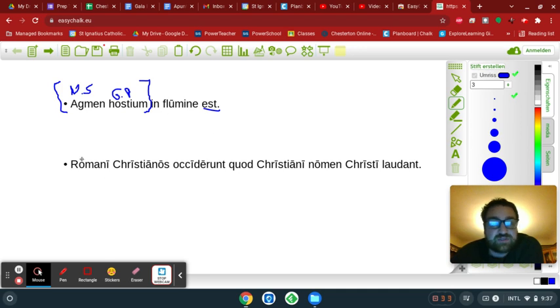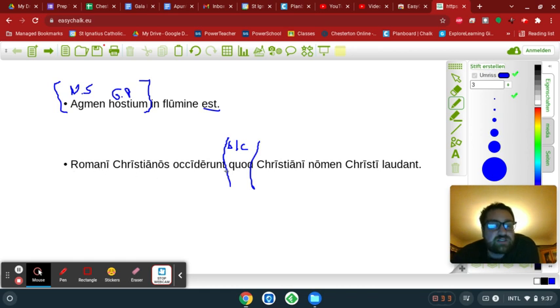And then let's do our last one. Romani Christianos occiderunt, quod Christiani nomen Christi laudant. Ooh, got a long one. So I see a quod in here. Quod means because. And when we see quod, we can split the whole thing into two sentences that can be treated separately. Okay, so let's look at the first one.